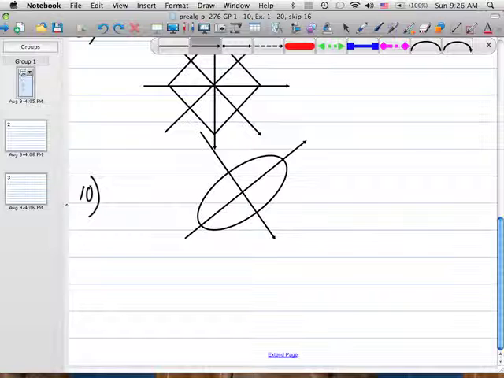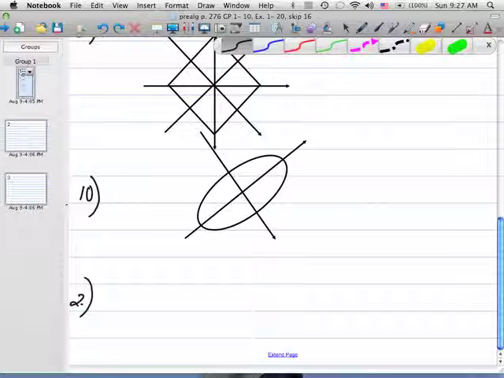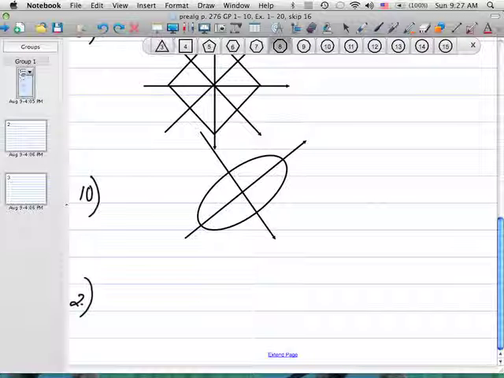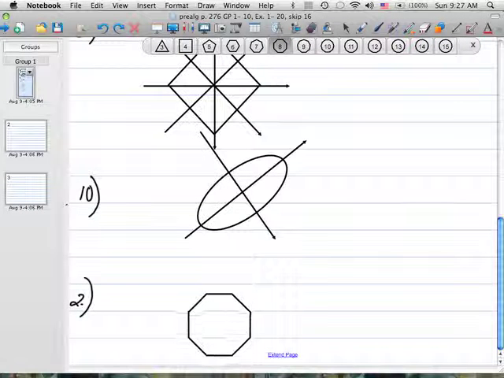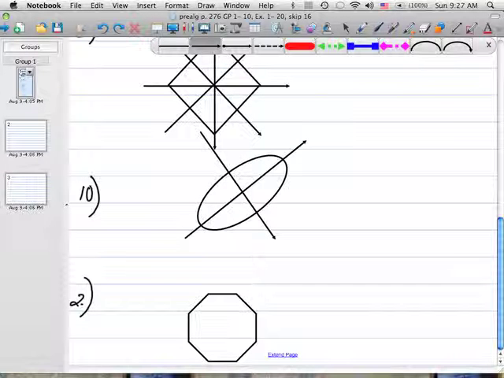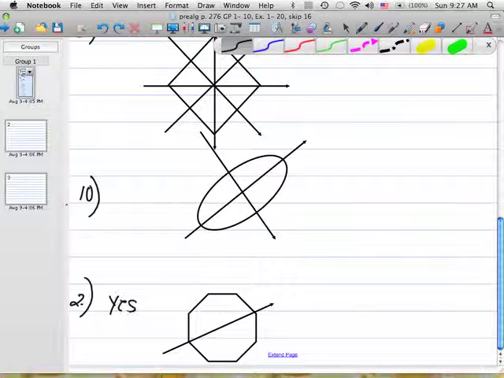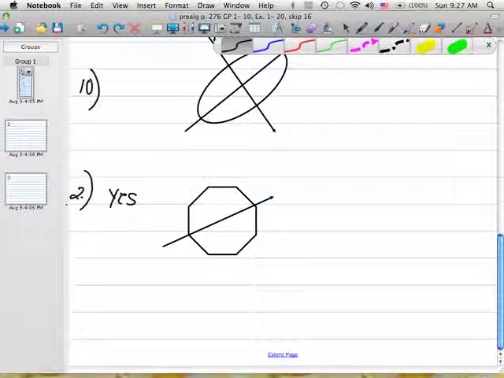And then the exercises. Problem number 2, is line MN a line of symmetry? Well, they have a picture of an octagon. And they drew the line from here to here. And you can see that this half is identical to this half. So that answer is yes. MN is a line of symmetry.